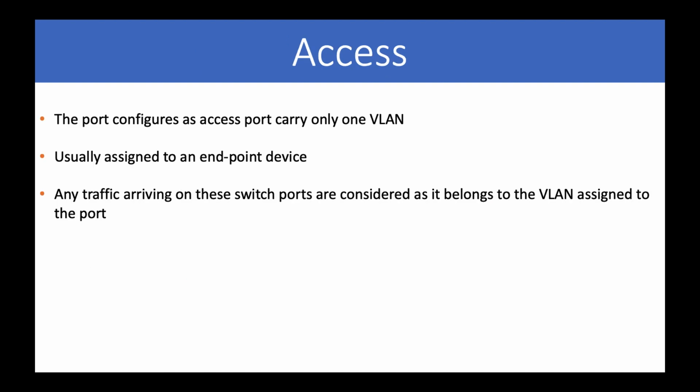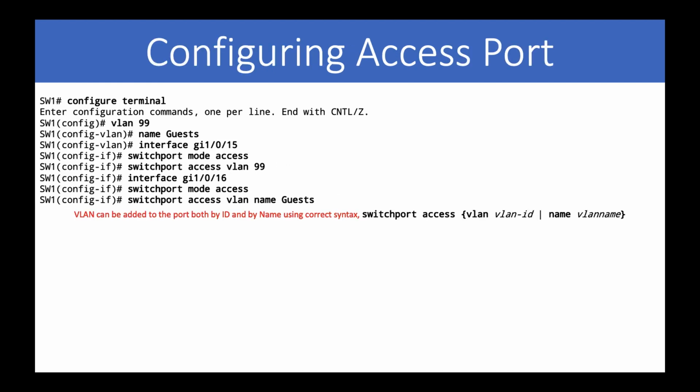An access VLAN port will carry only one VLAN. It is usually configured for an endpoint device, such as your computers or your servers. So any traffic coming to these ports, even without a VLAN ID or VLAN tag, will be considered as belonging to that VLAN group. To configure an access VLAN, first we need to add a VLAN to the VLAN database of the switch using the command vlan ID in configure mode.